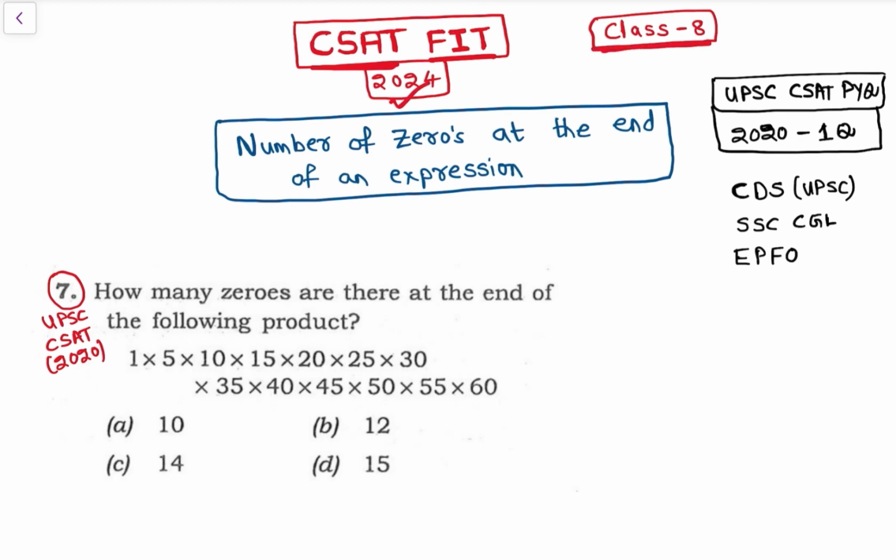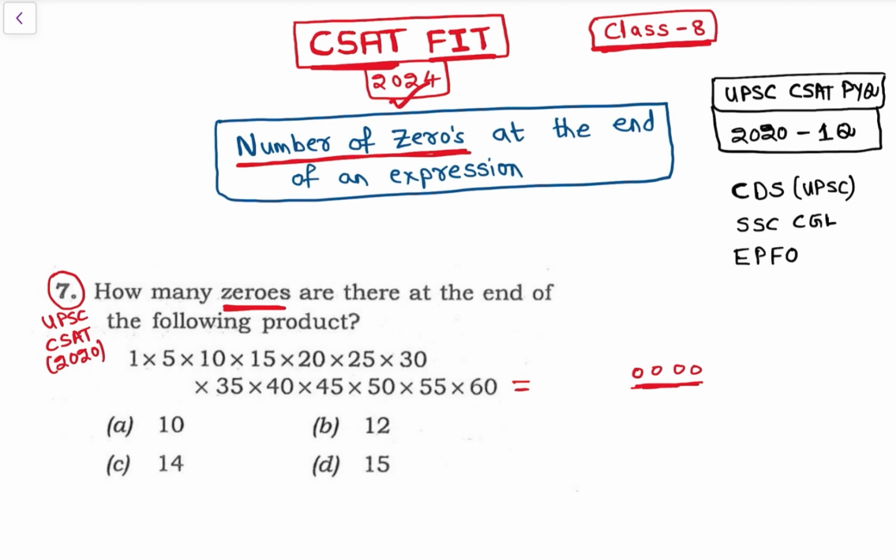In this class we are going to discuss the number of zeros at the end of an expression. So in exams, questions will be asked in this form: How many zeros are there at the end of the following product? If this product is multiplied, we get a number. At the end of the number, how many zeros would come? This kind of question is asked.